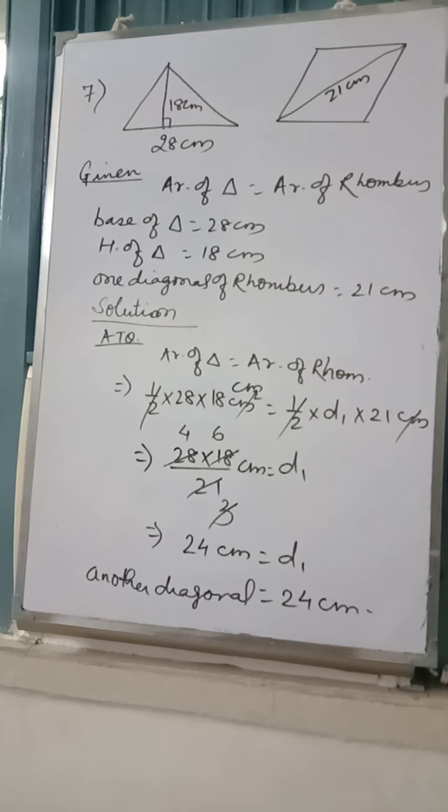Question number 8, it says, find the area of trapezium ABCD where AB is parallel to CD. AB is 24 centimeter, angle B and angle C is 90 degree, CD is 18 centimeter and AD is 10 centimeter.